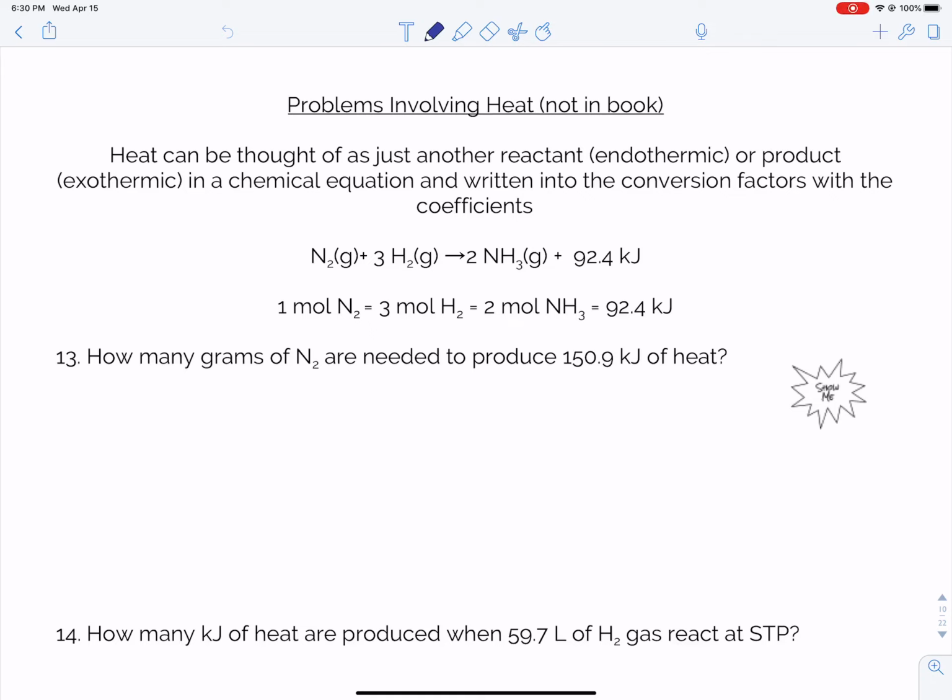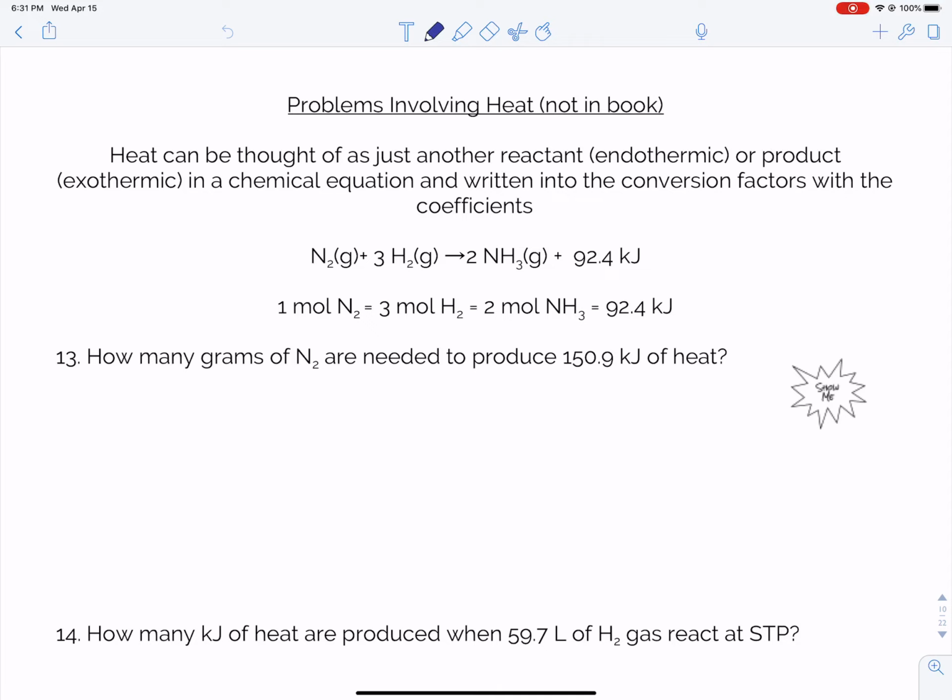So this is video number 5. And this is another sort of single reactant stoichiometry problem. But this time we're quantifying energy and heat. So we have seen this before when we did bonds broken minus bonds formed, and we got a number.